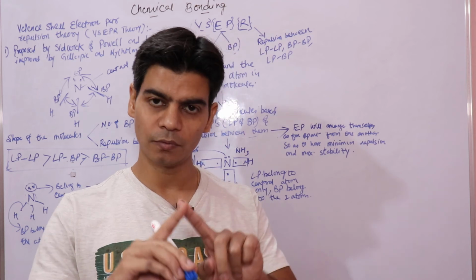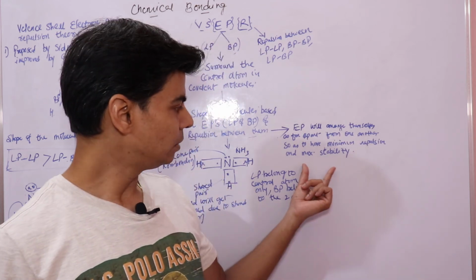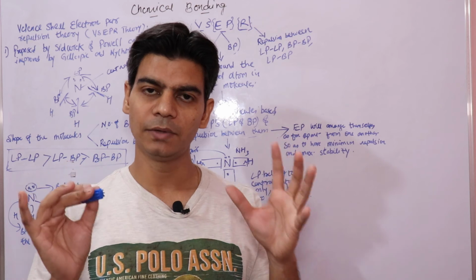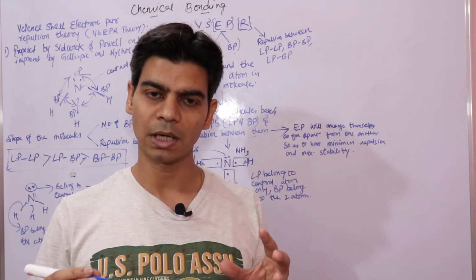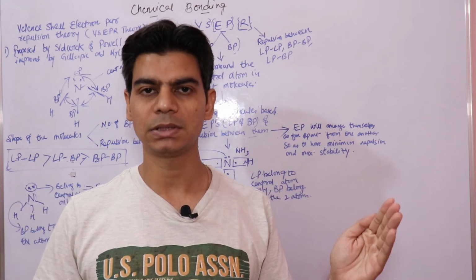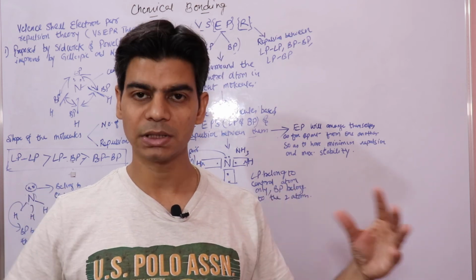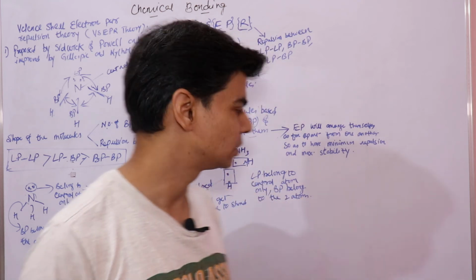So when they move away from one another to definite positions, that will decrease the force of repulsion between them, because they are similarly charged. The closer they are, the maximum repulsion they will face. The more distant they are, the force of repulsion would be minimum or no force of repulsion, right?